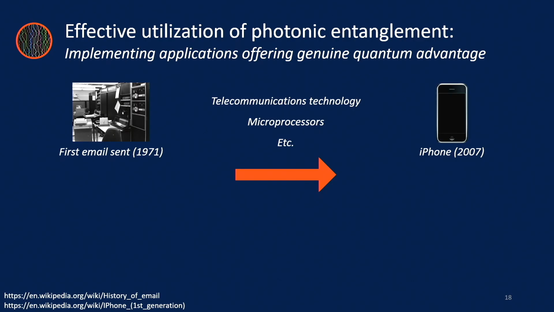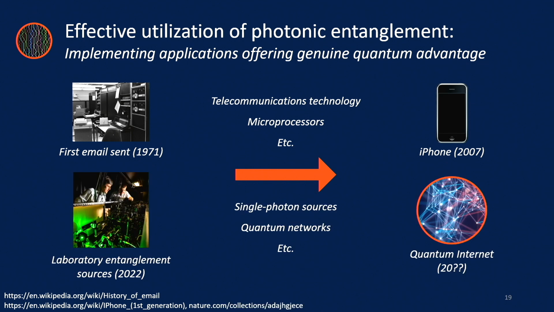To shift to the effective utilization of photonic entanglement, currently with today's technology, it's difficult to find what immediate applications can offer that genuine quantum advantage. To give you an analogy, the first email was sent in 1971. At that moment, it did not have a useful application because telecommunications and microprocessors still needed to be developed. But that happened over time, and we arrived at the iPhone, which obviously has many applications.